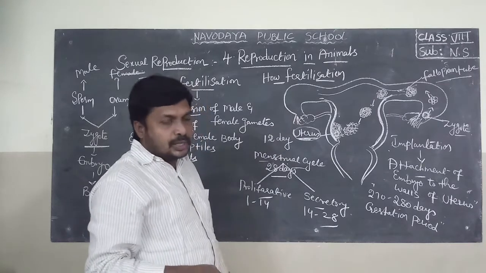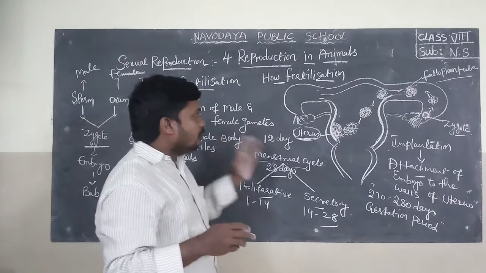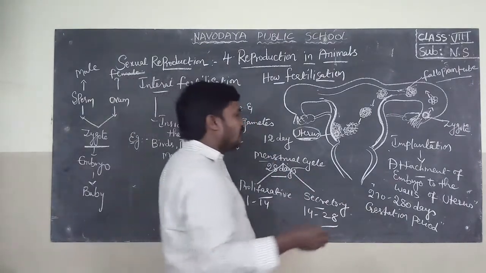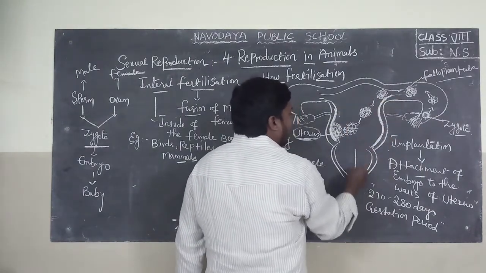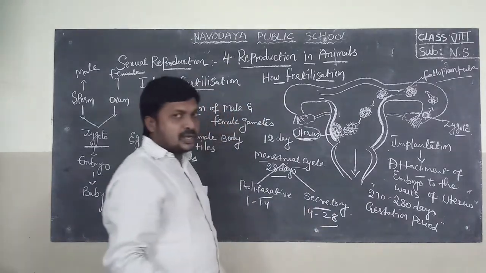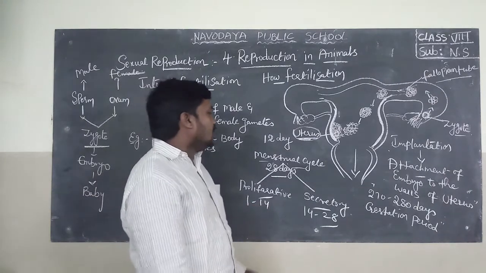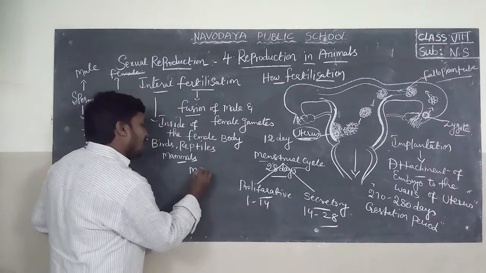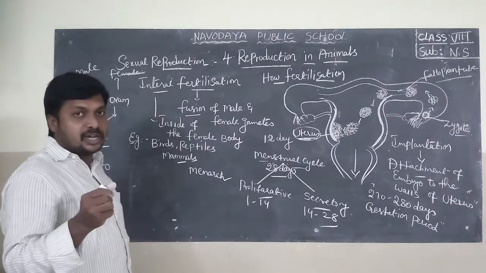If fertilization does not take place, meaning if the fusion of male and female gametes does not take place and the zygote does not form, what will happen? The walls of the uterus will rupture and come outside of the body with some blood, which is called the secretory phase. So this total process is known as the menstrual cycle. The starting stage of the menstrual cycle is called menarche.